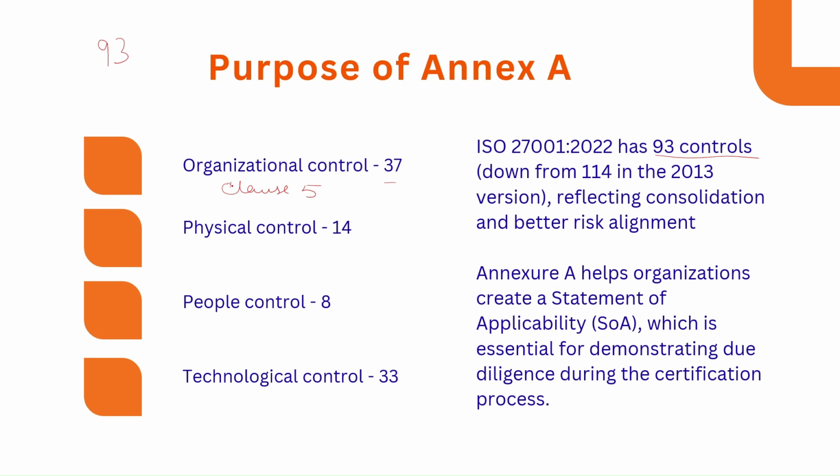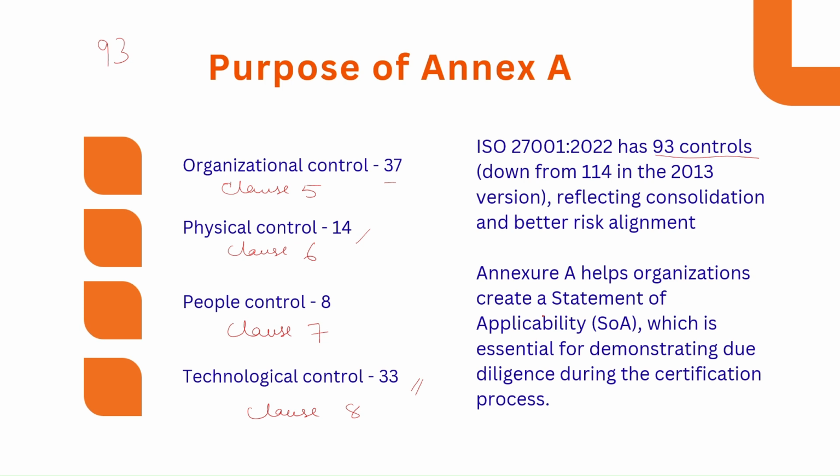Organizational control is more inclined towards clause 5. So if you want to see how you have to implement clause 5, you have to go through organizational controls. It will give you the details. Physical control has 14 controls, and this is more about clause 6. People control has 8 controls, and it is more about clause 7. And technological controls has 33 controls, and it is more inclined towards clause 8.